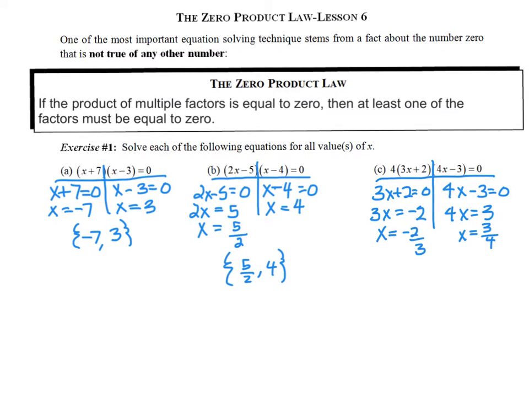So we can see that anytime we have our expression in factored form, and the product has to equal 0, all we need to do is set each factor equal to 0 to solve the equation.